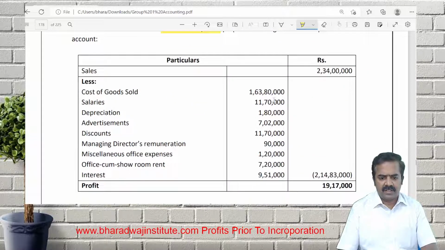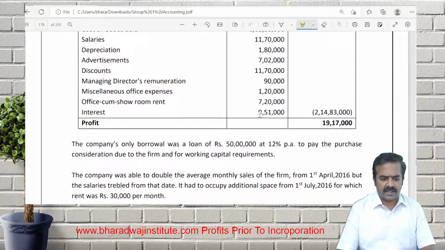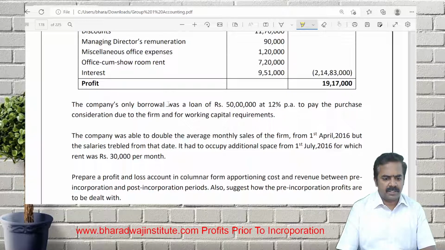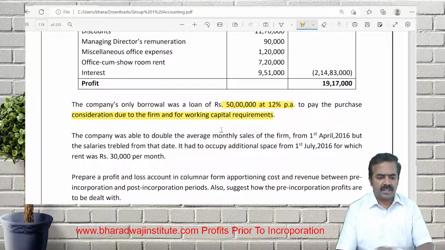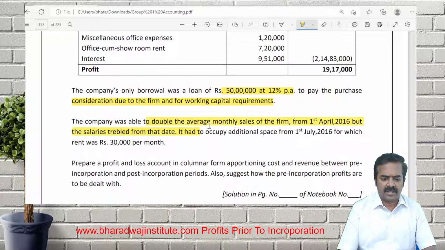Then they have given sales, cost of goods sold, salaries, etc. The company has borrowed 50 lakhs at 12% per annum to pay the purchase consideration due to the firm and for working capital requirements. The company was able to double the monthly average sales from 1st April 2016.